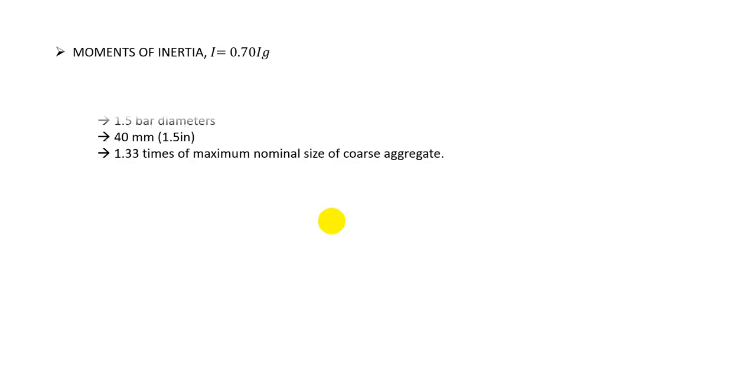Then the moment of inertia used for a column should be 0.7, that is 70% of the gross moment of inertia of the section. This is according to ASCE and also ACI.